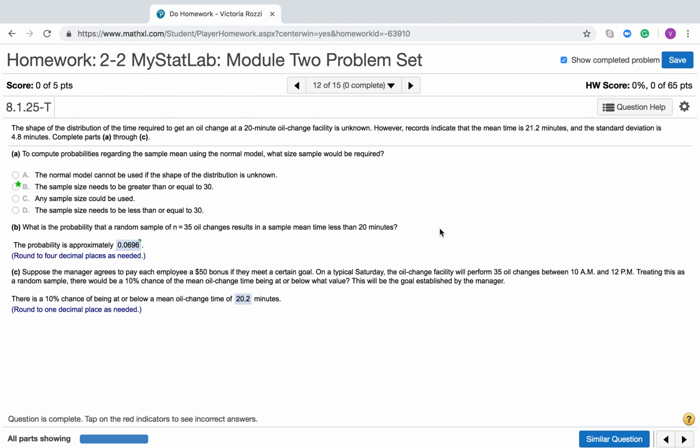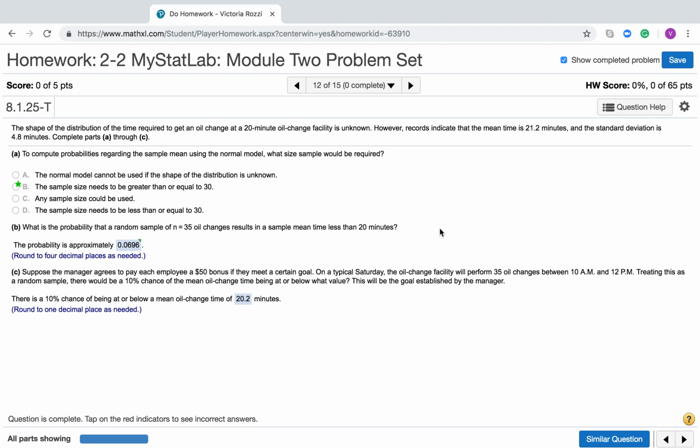change at a 20-minute oil change facility is unknown. However, records indicate that the mean time is 21.2 minutes and the standard deviation is 4.8 minutes. Okay, so let's take a look at letter A. It says to compute probabilities regarding the sample mean using the normal model, what sample size would be required?